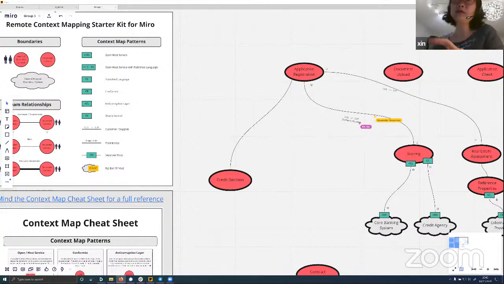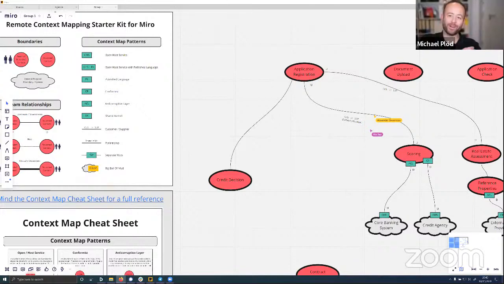Exactly, but doesn't that speak for making application registration an open host service then, having so many customer influences from all sides? Oh, you bring up a great question. Let's wait with that question until all participants are in. Is a customer-supplier against the open host service a good idea?